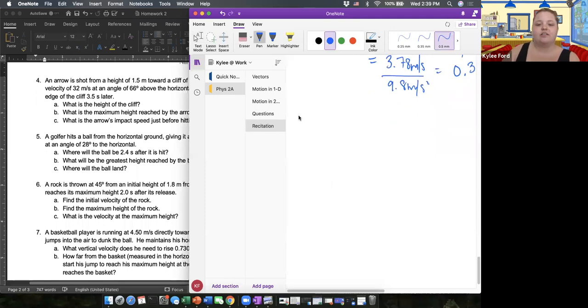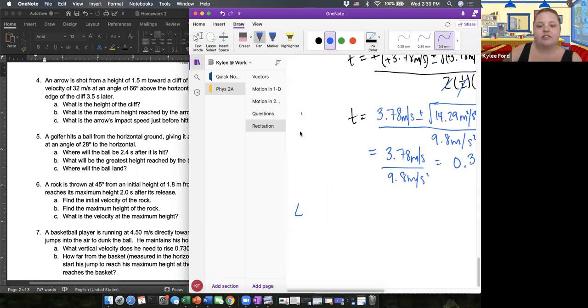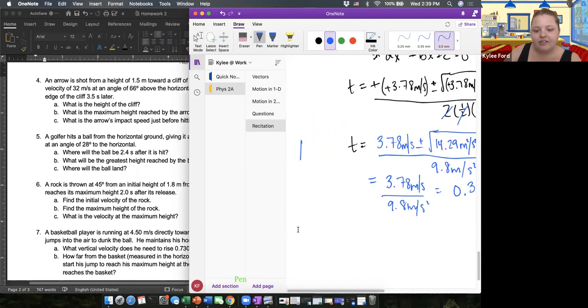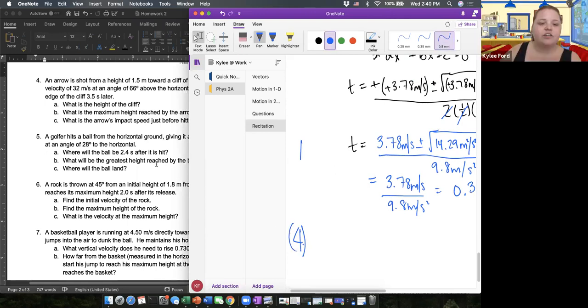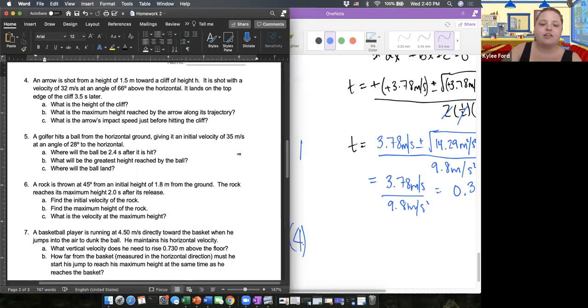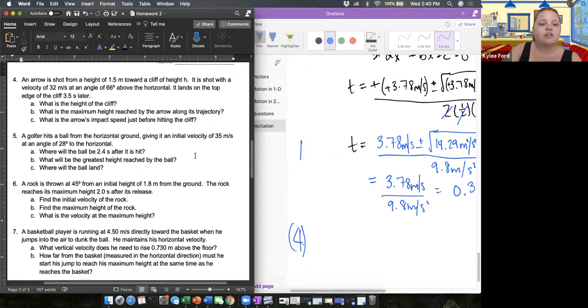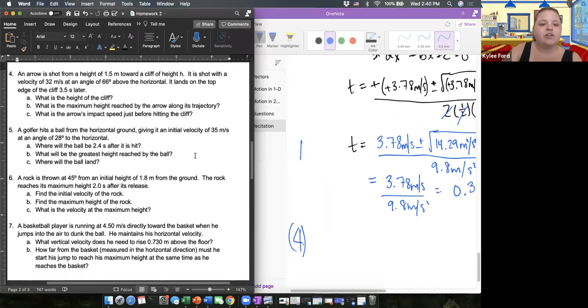Okay, so let's see, number 4. So we're doing number 4. Yeah, let's go ahead and look at number 4 because I can't find my answers for it. I know I started it. What is the height of the cliff?